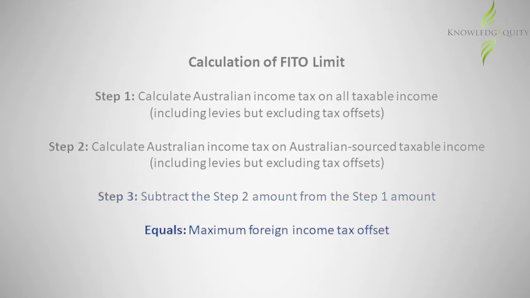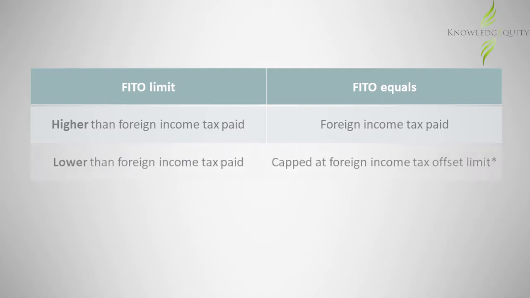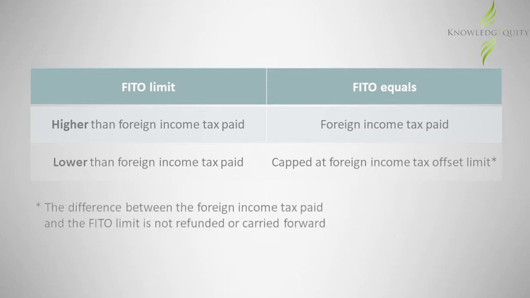The outcome is the foreign income tax offset limit, which is the maximum offset that can be claimed by the taxpayer. Where the offset limit is higher than the actual foreign income tax paid, the offset reflects the foreign income tax actually paid. Where the offset limit is lower than the actual foreign income tax paid, the offset is capped at the offset limit, and the difference is not refunded or carried forward to a future year.